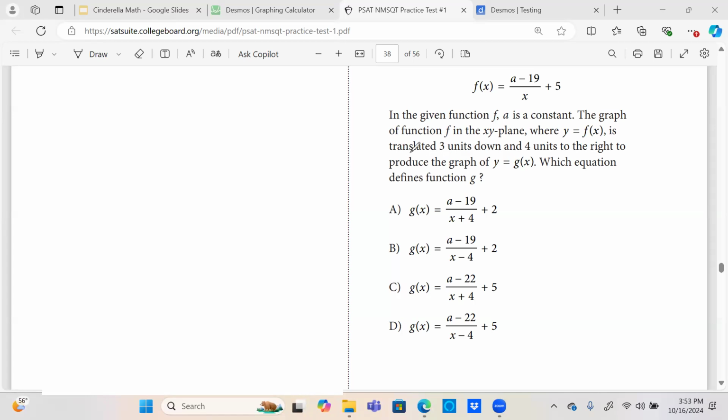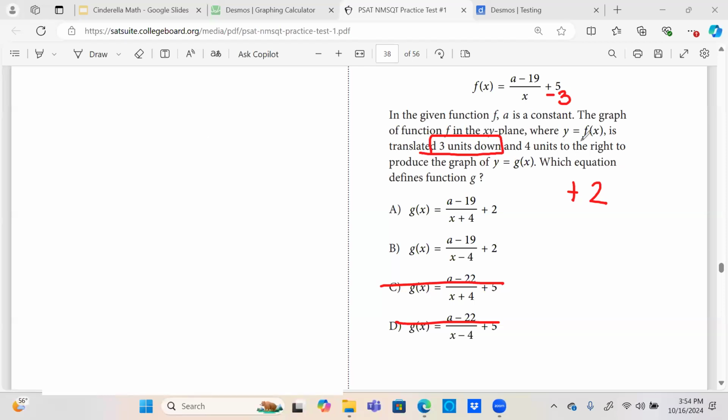Okay, so 3 down, that's always the number tacked to the end. And that one tells the truth, right? So that's going to change by -3. So 5 minus 3 is going to be +2. So that will get rid of C and D. So if we had to make a guess, you've got it down to a 50-50 chance.